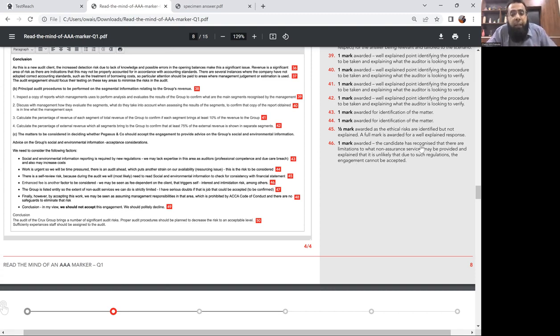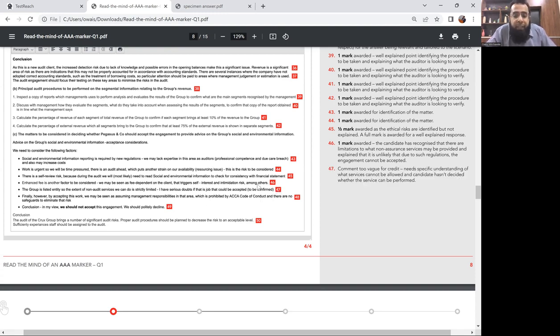The candidate has recognized that there are limitations to what non-assurance services may be provided and explained that it is unlikely that, due to such engagements, the engagement could be accepted. Okay. Then the group is a listed entity. So the extent of non-audit services which can be provided is limited. I have serious doubt if this job could be done. Okay. So he has been credited on it.